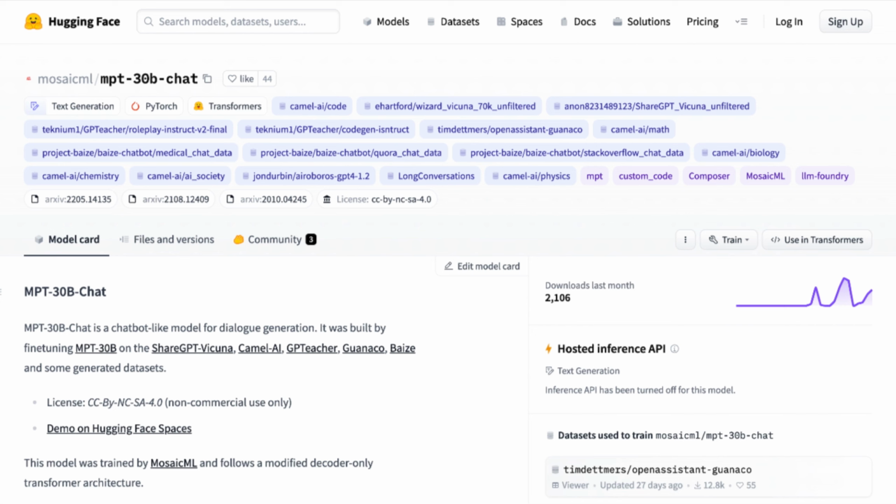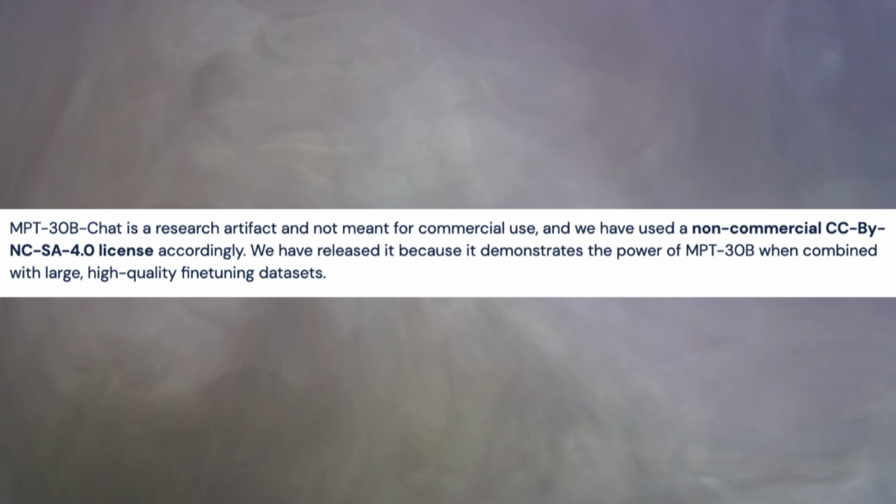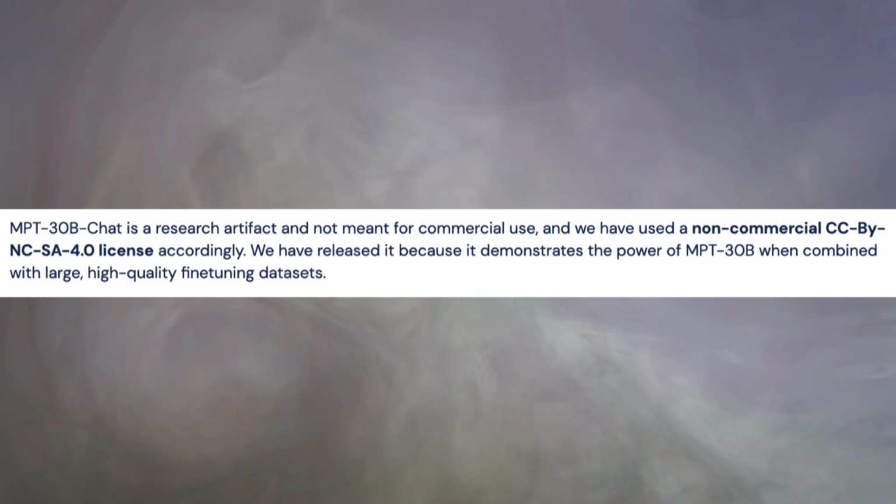It was fine-tuned on a lot of chat datasets, composed of 1.54 billion tokens, and uses the ChatML format, which prevents malicious prompt injection. It's not meant for commercial use, but Mosaic says it demonstrates the power of MPT-30B when combined with large, high-quality, fine-tuned datasets.